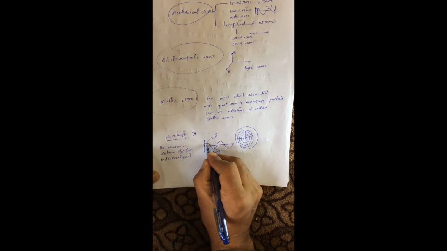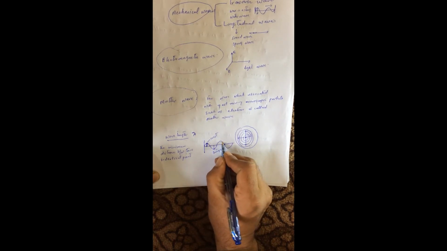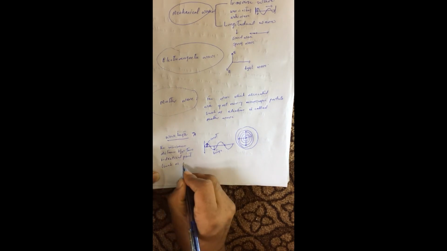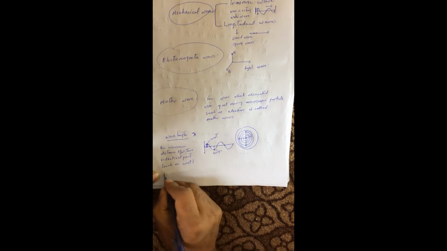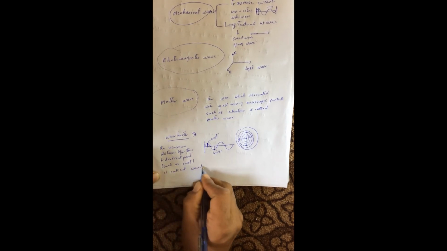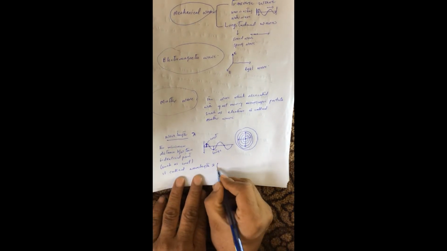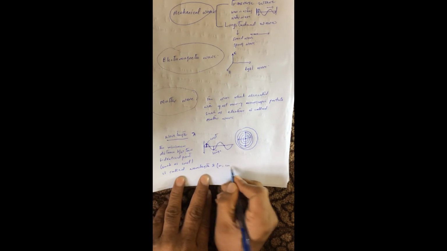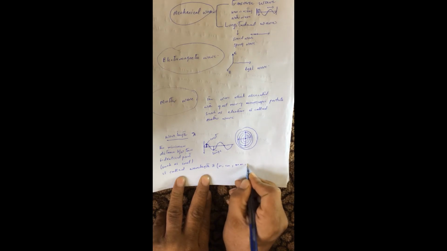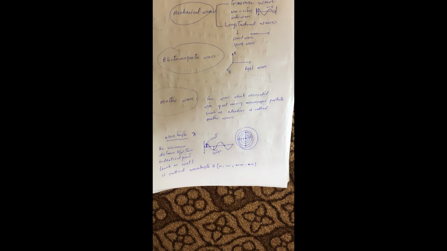The two identical points are this crest, or this trough, or this point and this point. The distance between two identical points, such as crest to crest, is called wavelength, represented by the symbol lambda. Its unit is meter, or it can be measured in centimeter, millimeter, or nanometer, depending on the nature of the wave which we are studying.